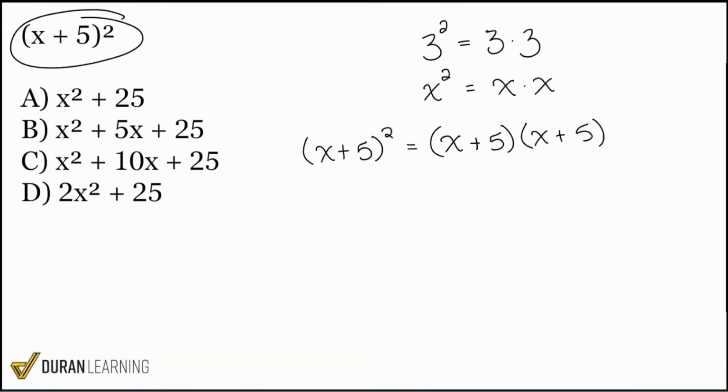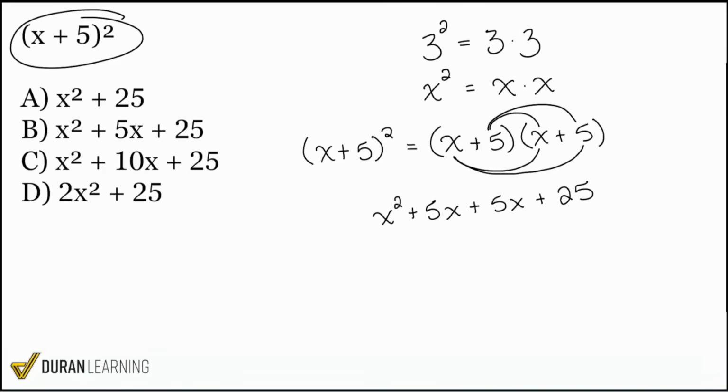X plus 5 times x plus 5. Here we go. The x will multiply with the x, giving x squared. Then the x will multiply with the 5, giving 5x. 5 multiplies with the x, 5x. 5 multiplies with the 5, and that's 25. From here, we're going to move forward here to combining like terms, which are going to exist between these two 5x's. 5x plus 5x gives us 10x.